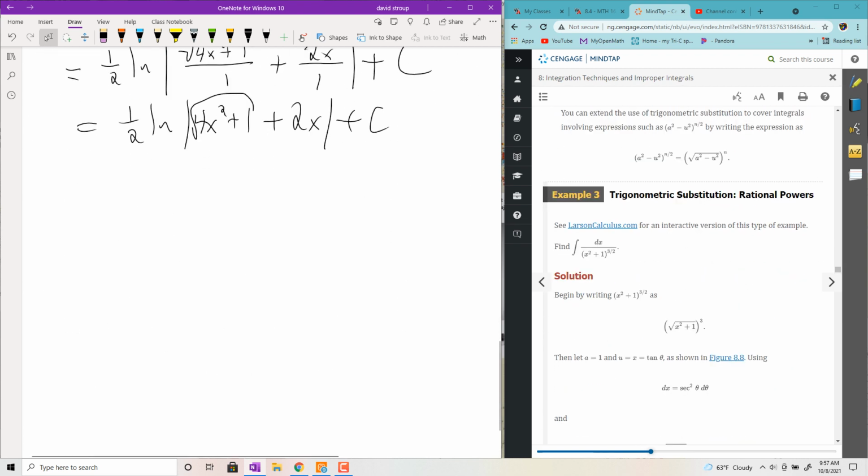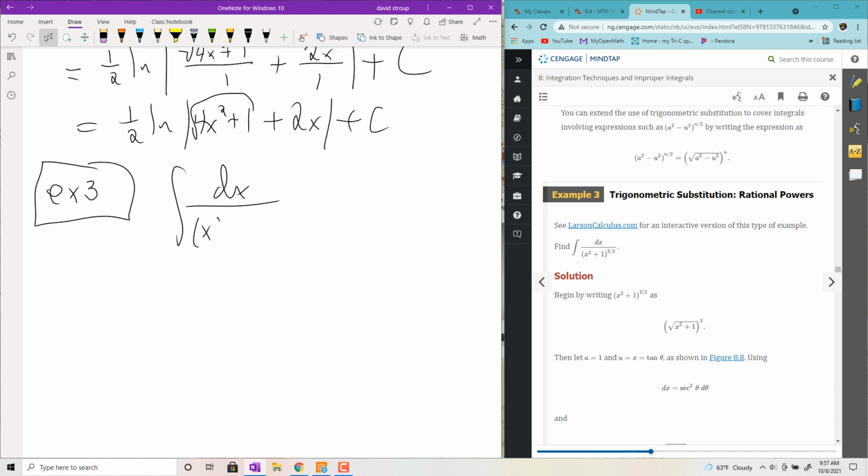Next, so weird rational powers. Don't be fooled. This is a trig sub problem. It doesn't look like one, but it is. So I have dx all over x squared plus 1 to the 3/2. So you know, how is this a trig sub? Where's the square root at, right? Well, you can rewrite this as x squared plus 1 to the 1/2, which is basically the square root, and then raised to the 3rd power. Okay, so it is technically a trig sub, although you can't see it.